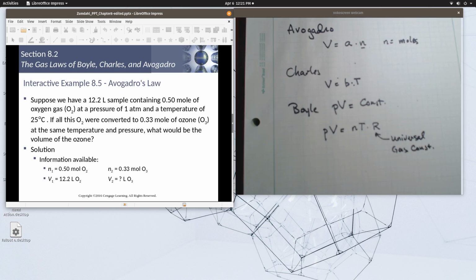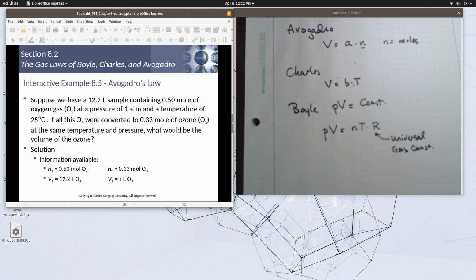So again, we can apply Avogadro's law if we wish, and we have so many moles of this, and I can find what is the volume occupied by so many moles of something else. In this particular case, we actually have a reaction that goes on. So what if all of the O2 was converted to 0.33 moles of ozone, same T and P, what is the volume?